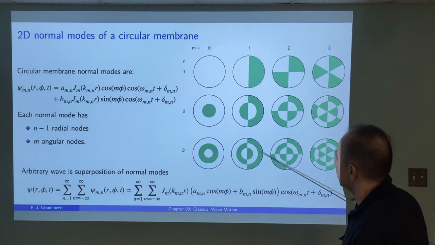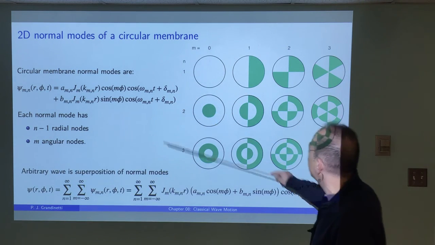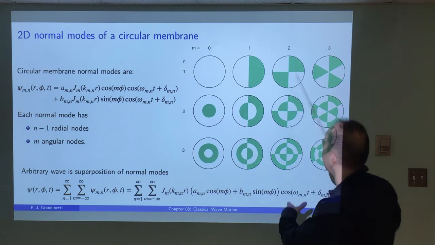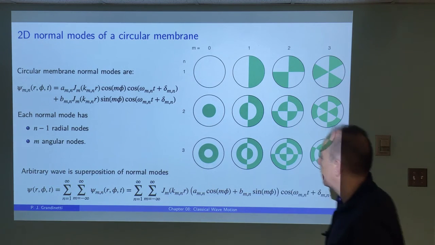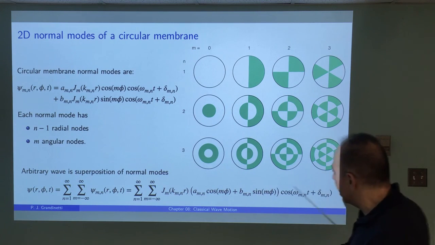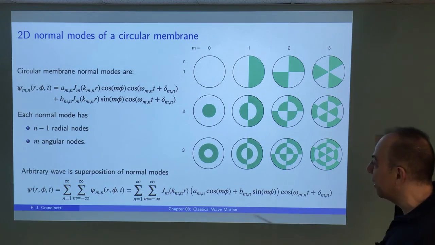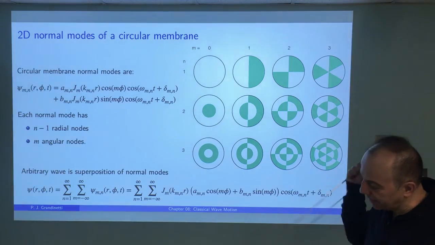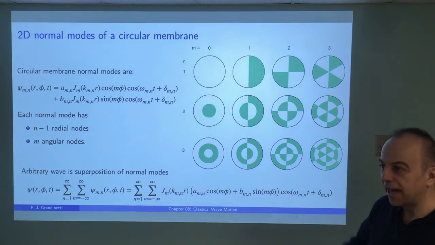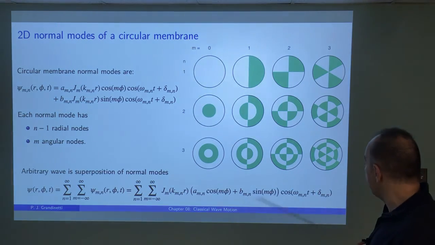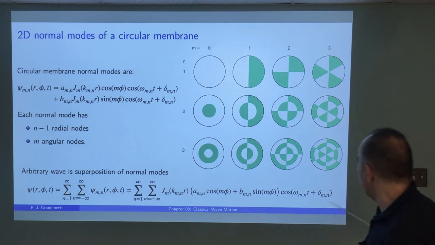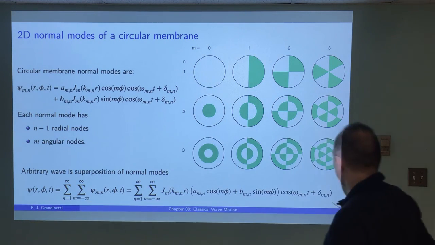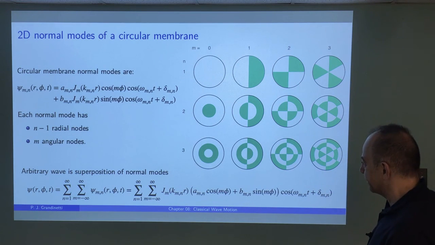And this is the case for just the cosine. If you wanted the sine case, you would simply take these shapes and rotate them 90 degrees, and they would look exactly the same for this set of normal modes. So finally, we come to our result that any wave function on this membrane, so if I took a drumstick and beat the drum and created a wave on that drum head, can be decomposed into these normal modes and described by this linear combination here.